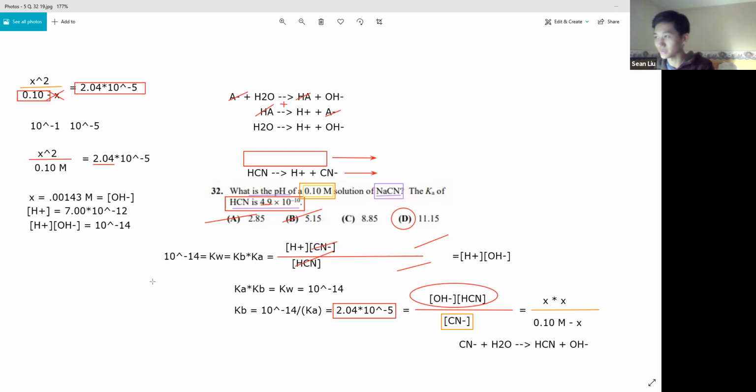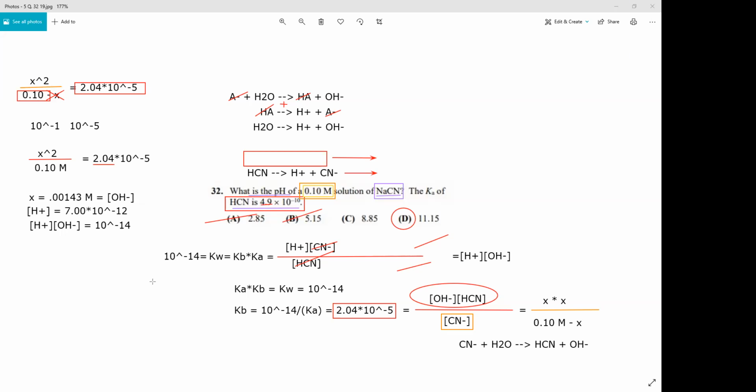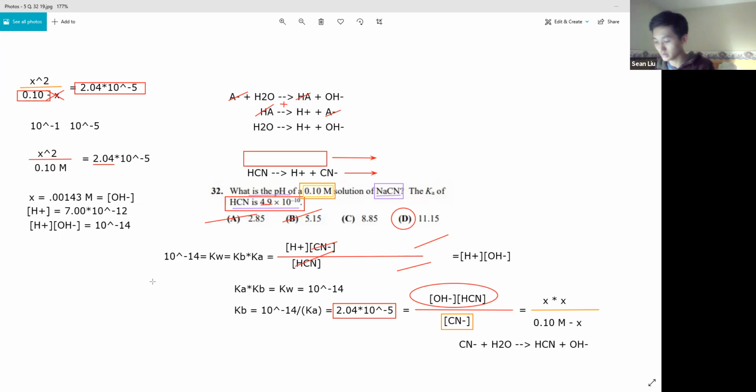All right, I have the KB. KB, I know that's just x squared over whatever that concentration is, 0.1. Multiply that, square root. I have my OH minus concentration right away. Are you showing work on screen? No, I'm just typing on my calculator. 14 plus log of that is 11.15. I'd spend maybe 5 more seconds to check my work and then I'd be done.